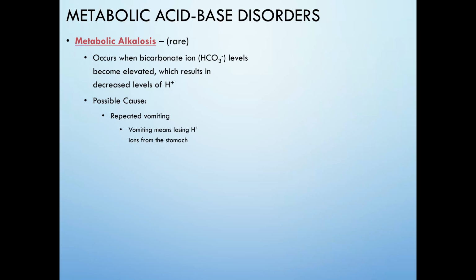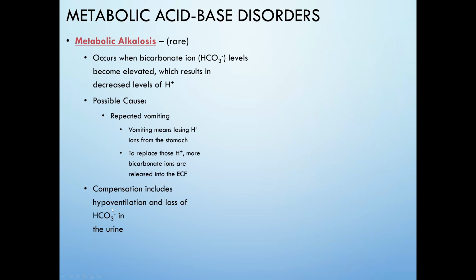So vomiting means losing hydrogen ions from the stomach. Hydrogen ions are part of the stomach acid, so if you vomit, you are losing this acid from inside your stomach. And to replace those hydrogen ions, more bicarbonate ions are released into the ECF through the chloride shift, as we covered in chapter 24. And so that will add bicarbonate ions to the ECF.